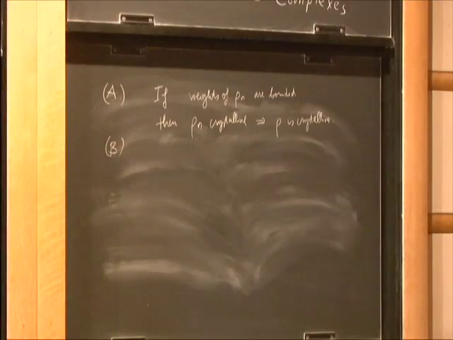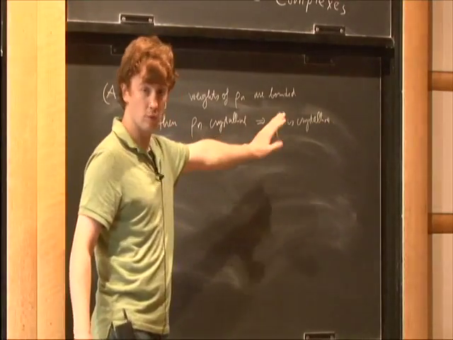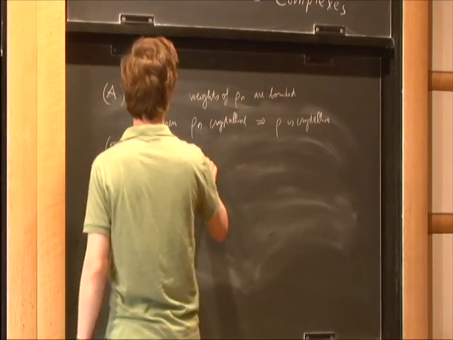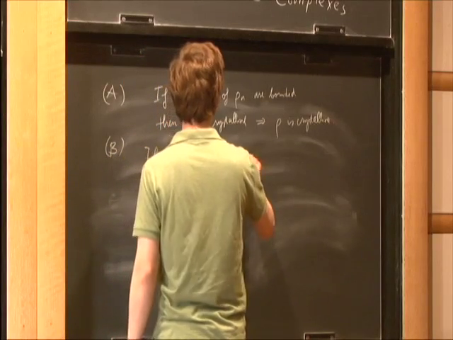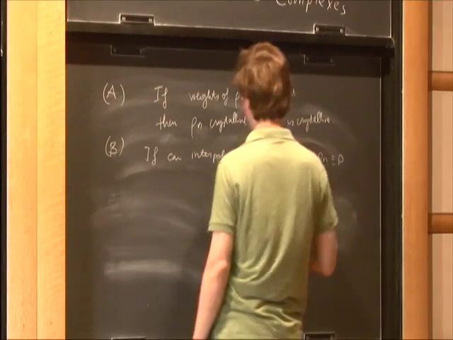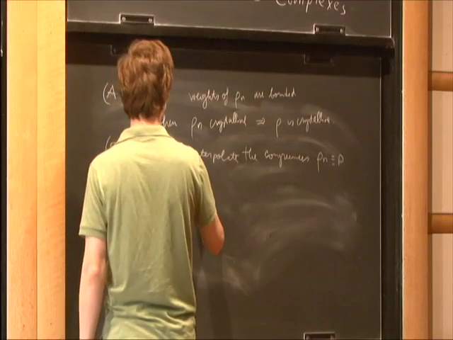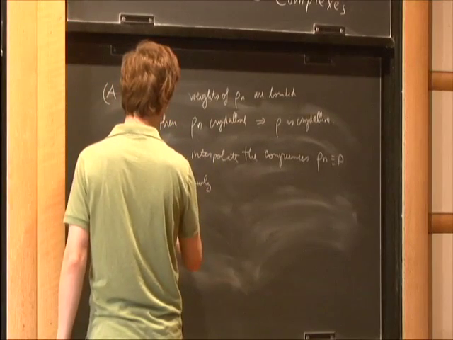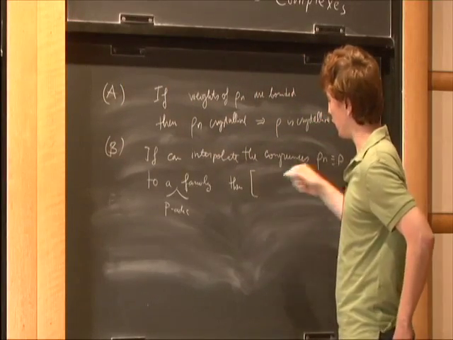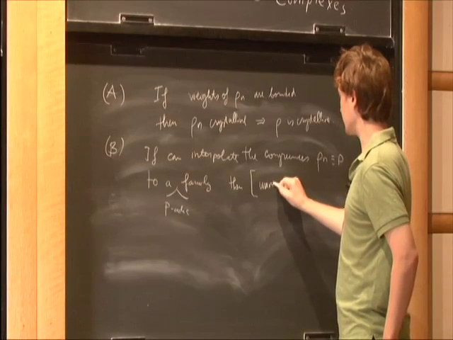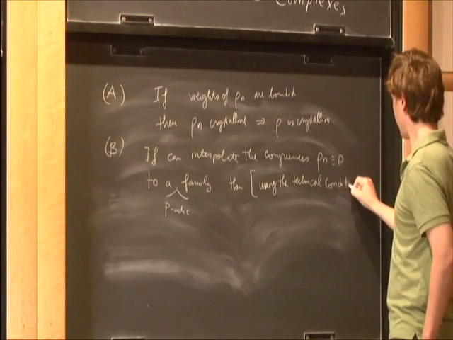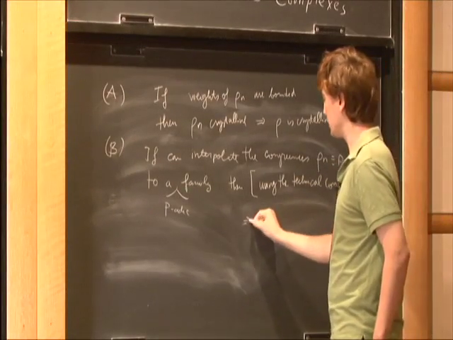The second circumstance in which you can get any information about the local representation of rho at p is if you can interpolate the congruences, rho_n congruent to rho, to a family. And here by family, I mean a p-adic family. Then, and here I'm going to put in parentheses, using technical conditions, you can deduce that rho is in fact crystalline.